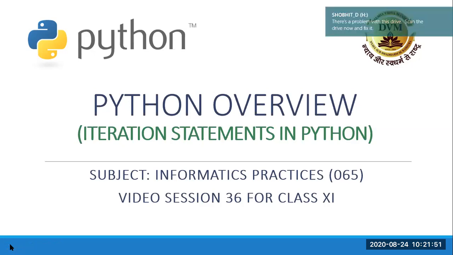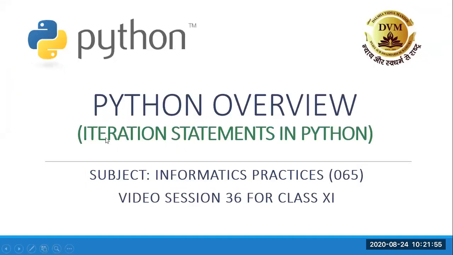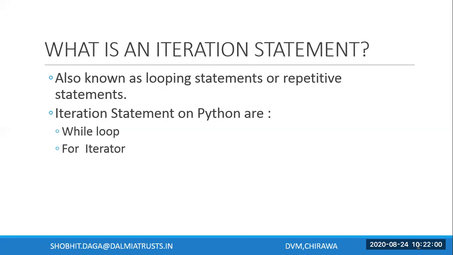Someone has written something in chat. Yes, loops, you would say. So for iteration, what is an iteration statement? They are also known as looping or repetitive statements. The reason is they do repetitions. Why do we have to employ these things for repetitions?